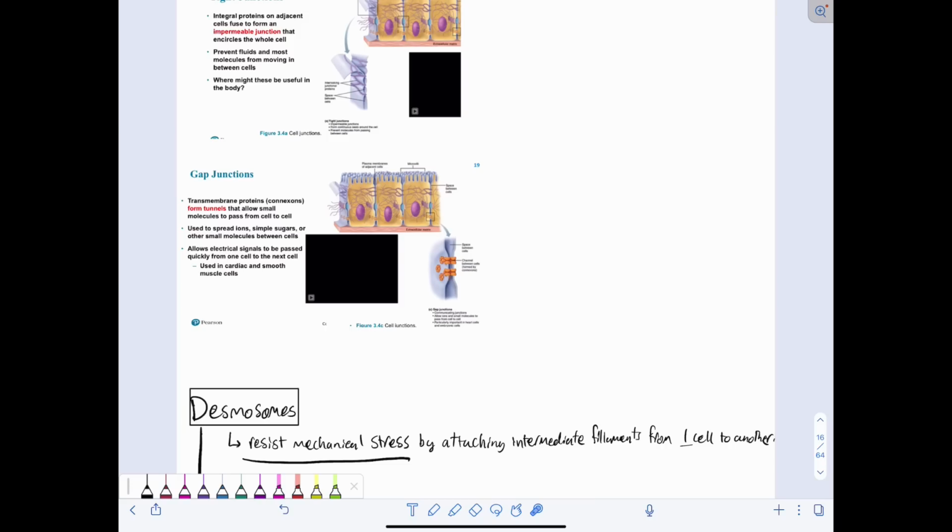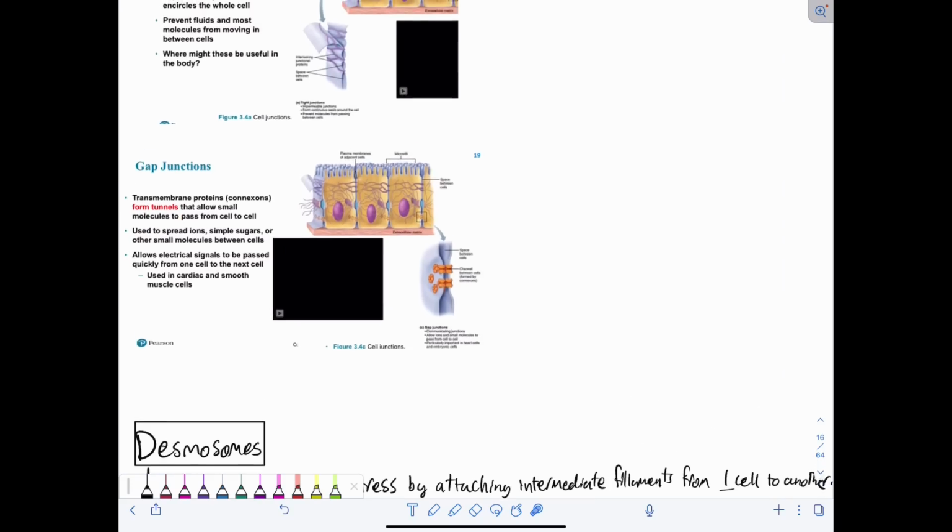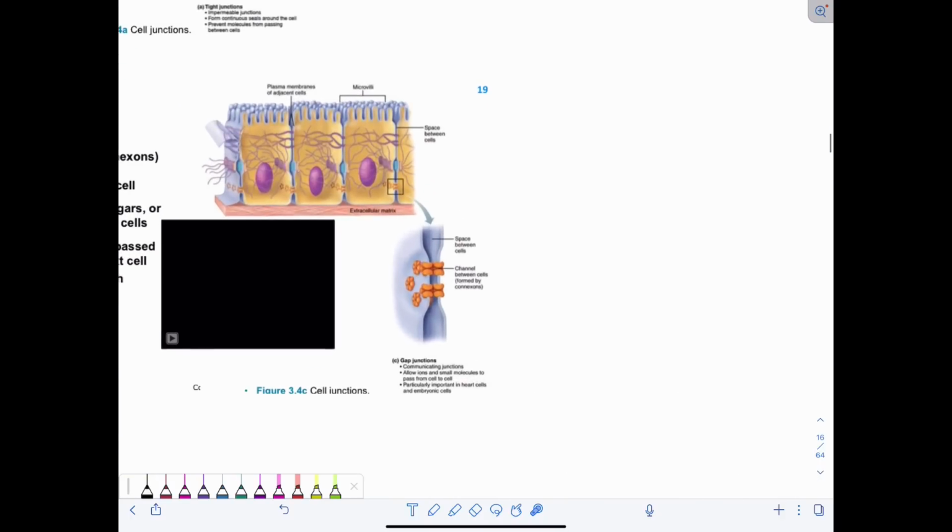Next one is gap junctions. Gap junctions are mainly there for cell communication. There are these little protein channels. Here's one cell membrane, here's another cell membrane.